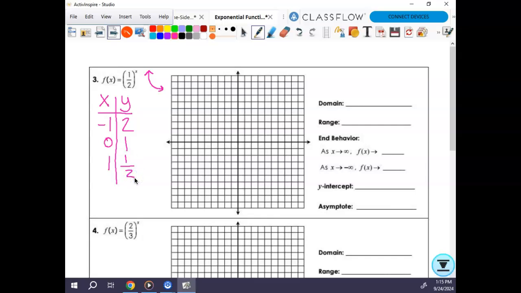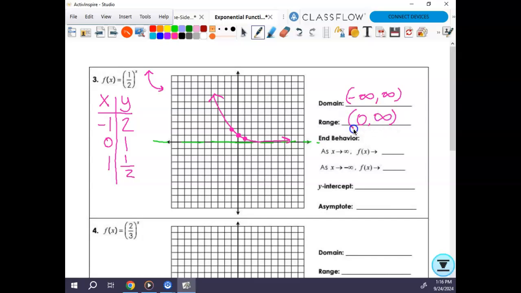And then 1/2 to the first power is 1/2. Okay. So I'm going to come over here. I've got -1, 2, 0, 1, and 1, 1/2. I still have a horizontal asymptote at y equals 0. And then I can sketch in my curve that looks something like that. So my domain, still negative infinity to infinity. Would you agree with that? My range, is it still 0 to infinity?